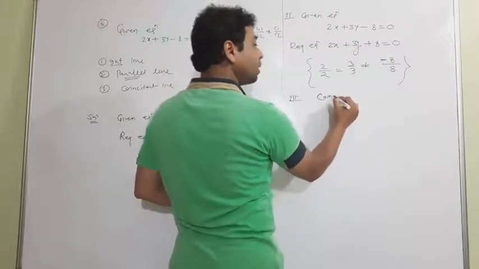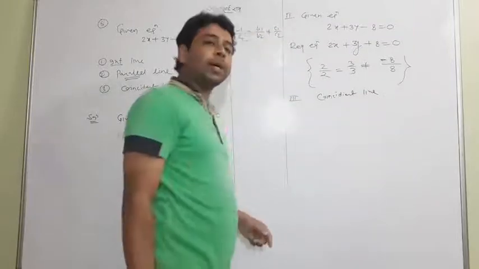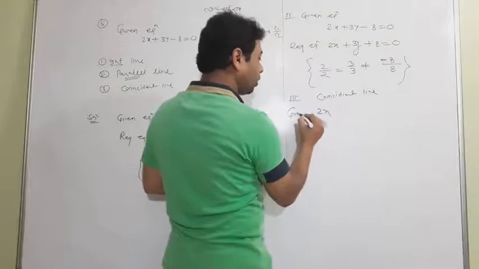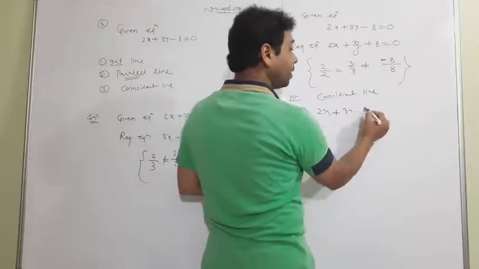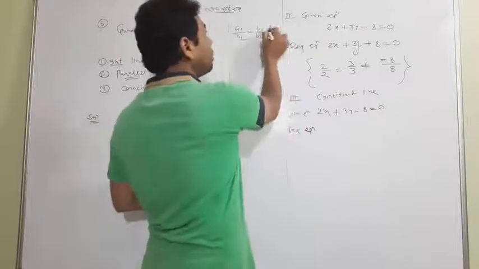coincident line. What kind of solution? Infinite solution. That's very easy, I am telling you. Which is the given equation? 2x plus 3y minus 8 is equal to 0. So for the required equation, you have to think that all the ratios should be the same.